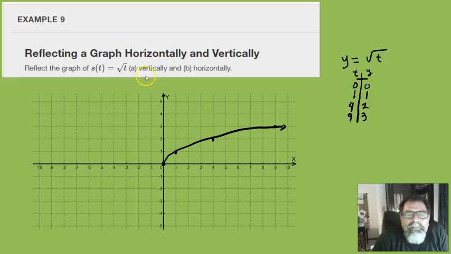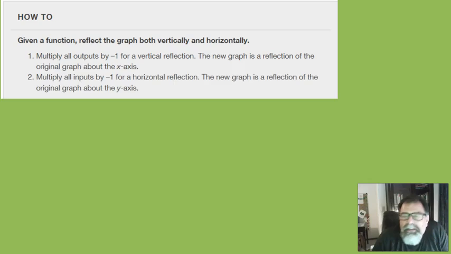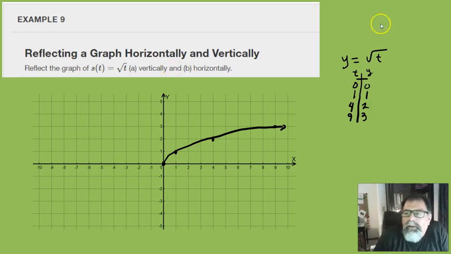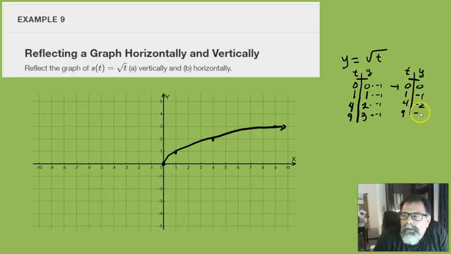All right, so we're going to reflect it. So remember, our how-to is, if I want to reflect it, let's see, which one is this one? Reflect it, multiply all the outputs by -1 for a vertical reflection. So if I want to reflect it vertically, I'm going to take all the outputs and multiply them by -1. So if I multiply all these by -1, it'll be 0, 0, 1, -1, 4, -2, 9, -3.